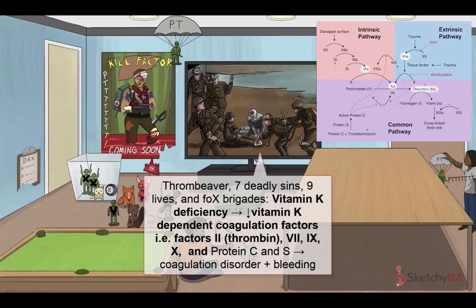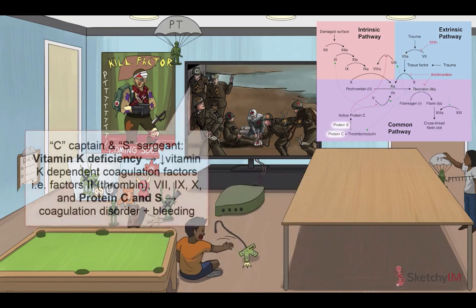And up on the screen, you'll notice that each of these factors is represented by its corresponding logo on the soldiers' helmets, representing their brigade. You've got the Thrombivers, 7 Deadly Sins Devils, 9 Lives Cats, and if you fork over some cash, the Factor 10 Fox Brigade as DLC.